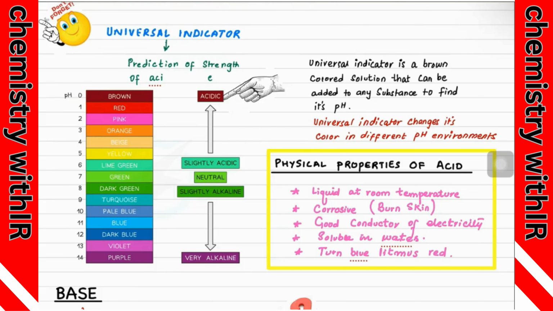So after adding universal indicator into your sample, of course your sample would be changing its color, then you can match your beaker with the provided list. So you can find the pH very easily. It's quite simple. So let me show you how we can use the universal indicator.